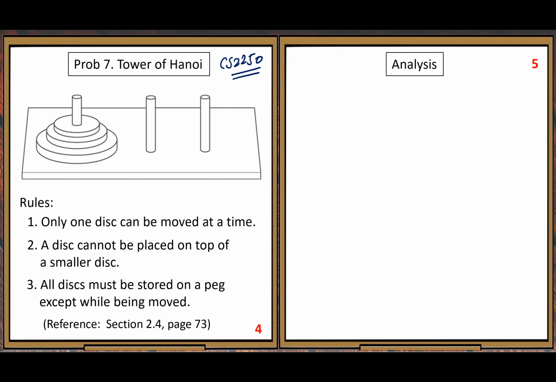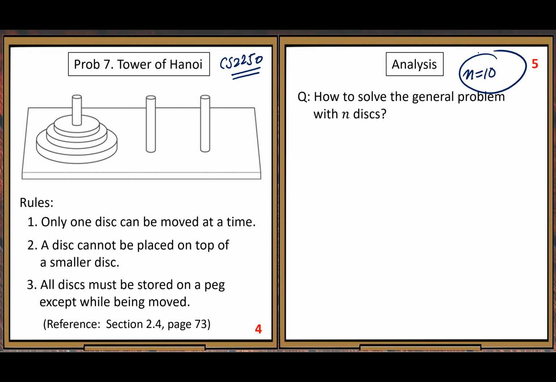All right, so the analysis. The question: how to solve the general problem with n disks? If you want to solve it directly, it's hard. I think you can imagine the n equals 10 case. We do not require n equals 100 or 1,000, those relatively big numbers. Let's just imagine n equals 10. How many people in the world can solve this puzzle with 10 disks? I cannot.